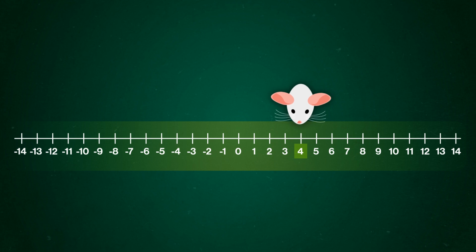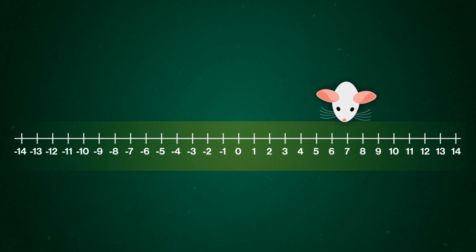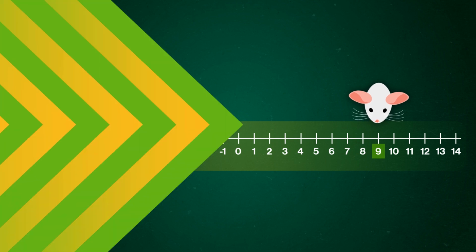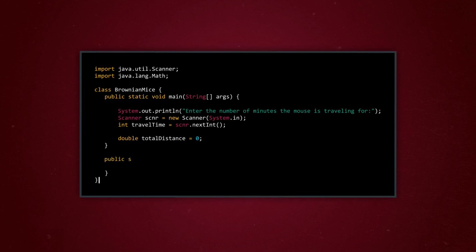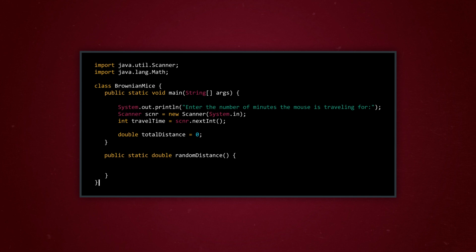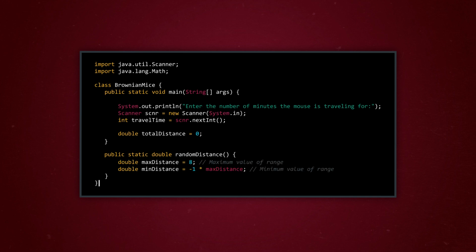The next minute, the mouse might have a random distance of 5, move 5 steps to the right, and end up at 9. We'll track each movement by adding a random number between -8 and 8 to our total distance for however many minutes that we're modeling the mouse's motion. If you sense a loop coming up, you'd be correct. To code this loop, we first need a way to generate random numbers between -8 and 8, so we'll create a method called random distance, where we define the maximum and minimum values of our distance, 8 and -8, and then return a random number between them.